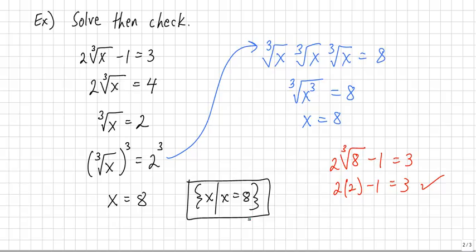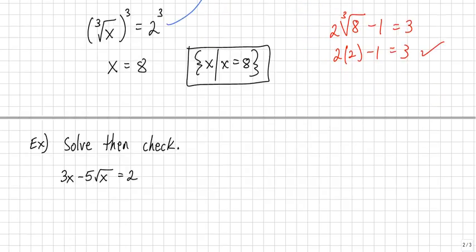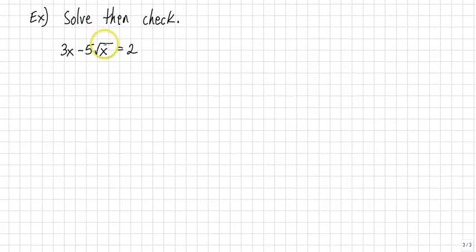All right. Those are some pretty easy ones. Let's look at a little bit more complicated ones. So this next equation, we have 3x minus 5 times the square root of x equals 2. So as you can see, we have a radical with a variable in the radicand, and we need to isolate that. So let's move the 3x to the other side.